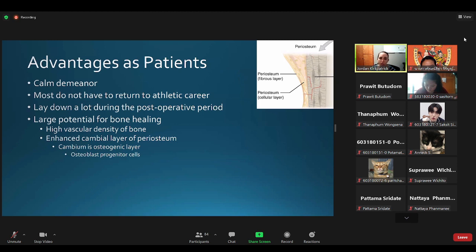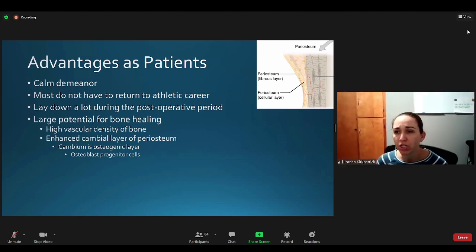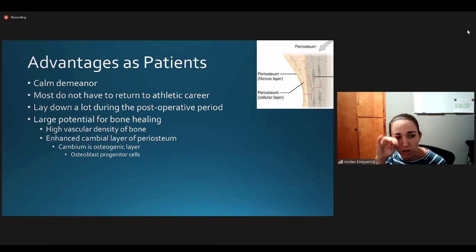They also have a large potential for bone healing. They have a much higher vascular density of their bone compared to horses. And they also have an enhanced cambial layer of the periosteum, which is the osteogenic layer. So they have a lot more osteoblastic progenitor cells to come in and try to help repair the fractures compared to horses. Horses don't have nearly as good of a vascular supply and propensity to heal as our ruminant patients do.